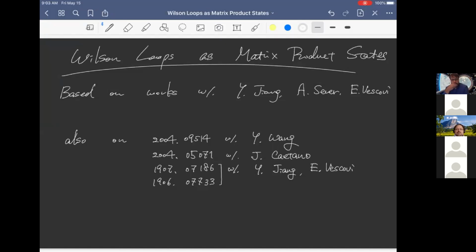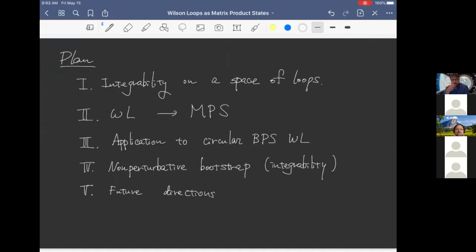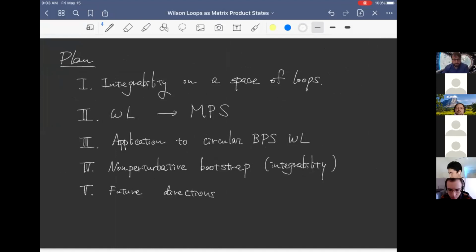Okay, so let's start. The plan is as follows. I'm going to first review a little bit of old stuff, which is about integrability on a space of loops based on the paper by Polyakov. Actually the first part is not directly related to my work, but I think it's kind of interesting to review that.